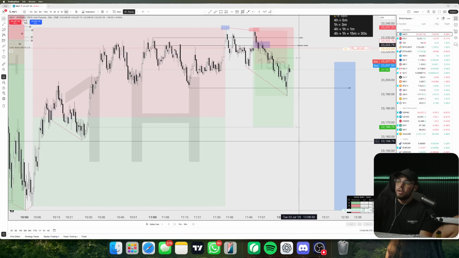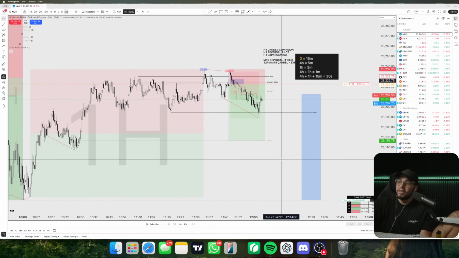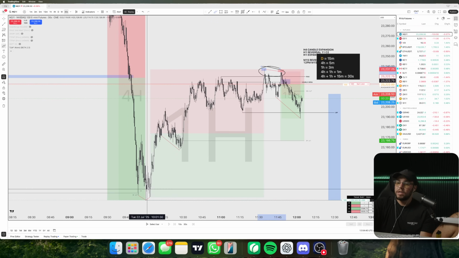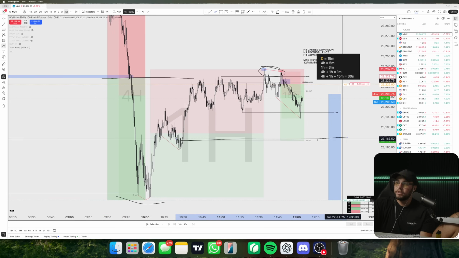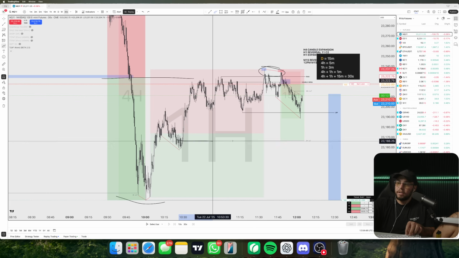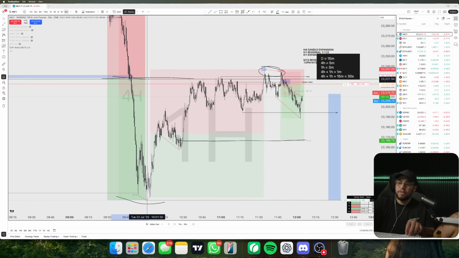50%. The model is literally designed to capture the wicks of candles in the direction of higher time frame order flow at 50% of the range. So for me, this is like a textbook A+ setup, right? 50% of a large drop.